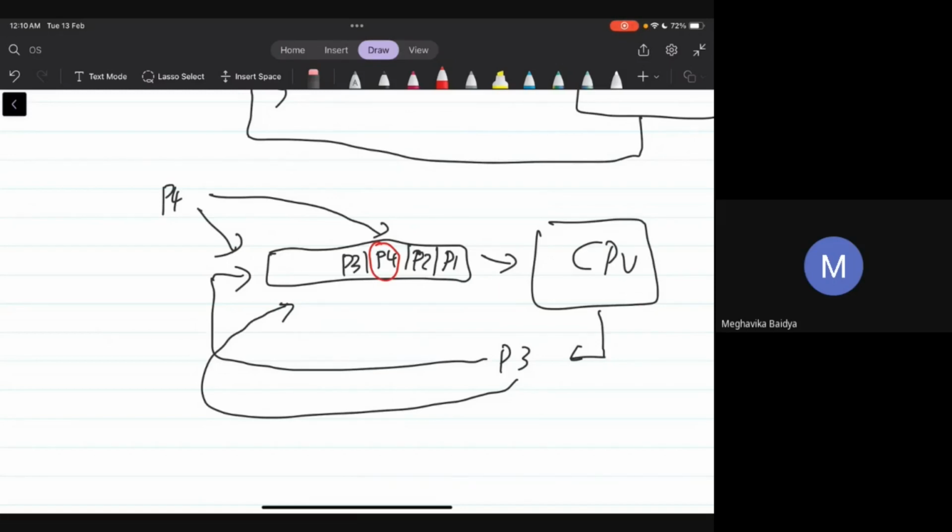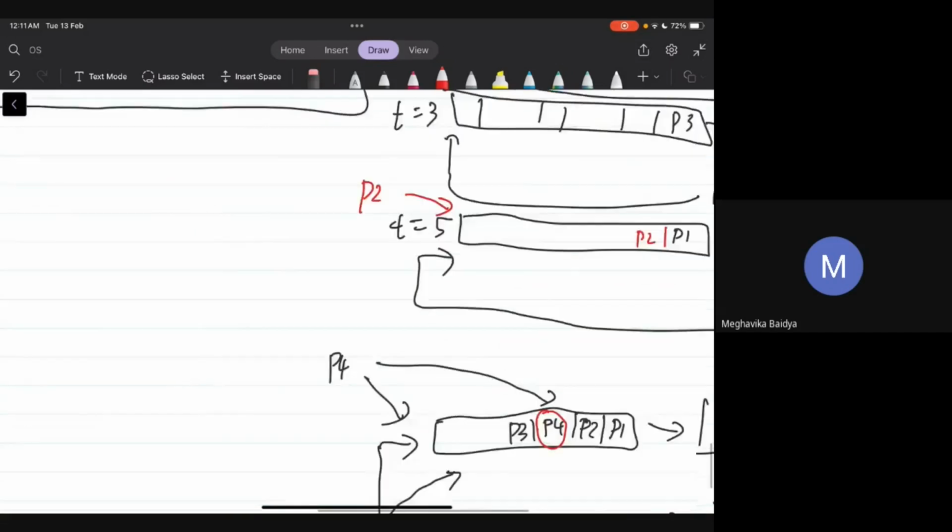Is it like that for all the cases in this preemptive round robin? Yes. All the new people who come will be given preference over people who are coming back from the CPU. Okay, so the oldest process will be given the preference at the end. Yes. Okay, got it.